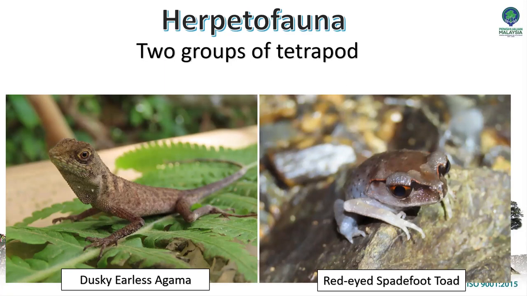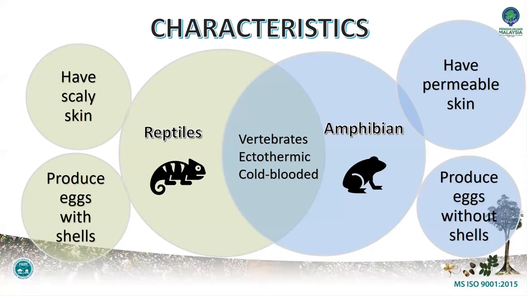Dan ini adalah contoh gambar iaitu bagi reptilia spesies cicak, iaitu dusky ellis agama, dan untuk amphibian species red-eyed spit-foot toad. Seterusnya, kita akan lihat kepada karakteristik yang terdapat pada reptilia dan juga amphibian. Bagi kedua-dua reptilia dan amphibian, mereka dikenal pasti sebagai vertebrata. Vertebrata itu merujuk kepada spesies yang ada backbone dan juga skeleton. Dan juga mereka bersifat ectothermic, yang bermaksud mereka boleh regulate body temperature based on surrounding temperature untuk memanaskan ataupun menyejukkan badan mereka.